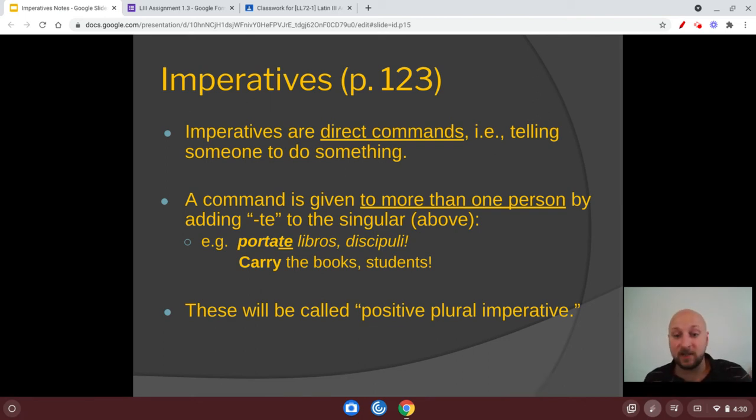Positive because you're telling them to do something, and plural because you're telling more than one person, the students, to do that action. And we've seen this before, all right? We do this on the very first day of class when we talk about salve and salvete. Vale and valete, all right? Salve is to one person. Salvete is to more than one. Vale is to one person. Valete is to more than one. That's actually where that comes from, right here with imperatives.